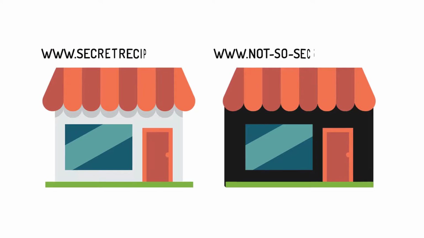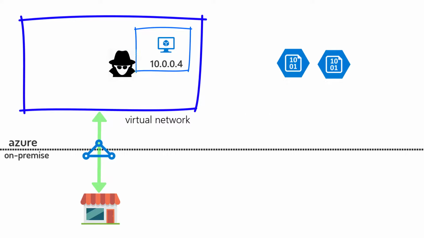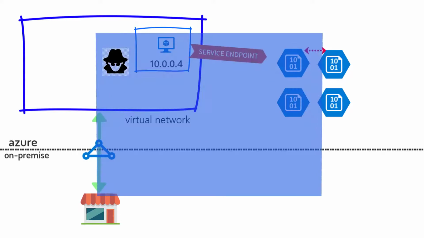Well, great, everyone's happy, right? Until they found a seemingly similar business called www.notsosecretrecipes.com, and it had the exact same recipes as the original. How did that happen? On further investigation, they found that there was a rogue administrator inside Secret Recipes payroll who was leaking this information to another storage account in the same region.